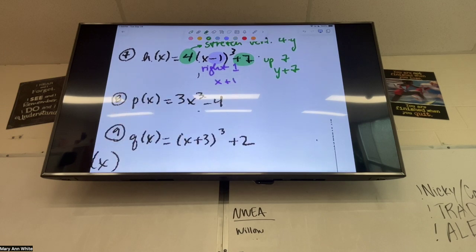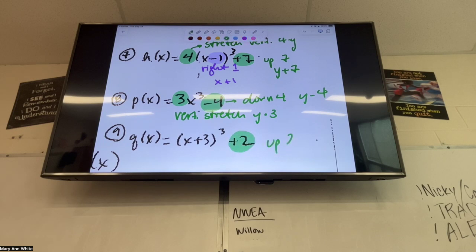What about number 8? What does the 3 do to my graph? Vertical stretch. It's y times 3. What does that -4 do? Down 4. And then what about 9? We'll do the 2 first. What does that 2 do? Up 2. Y plus 2. What does the 3 do? Left 3.